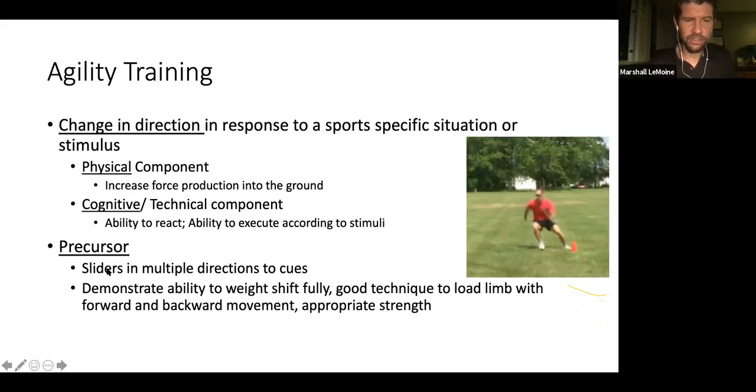Some of the precursors are that they should be able to do sliders or skaters where their legs are going in multiple directions and they have really good trunk control and femur control. They should be able to load that limb jumping into different directions and be able to stick it. If I jump forward, can I stick it? If I jump lateral, can I stick it? Because if they can't even stick a single motion, how are they going to change directions quickly from this position that they can't even stick well? So that's why single limb hopping comes before agility.